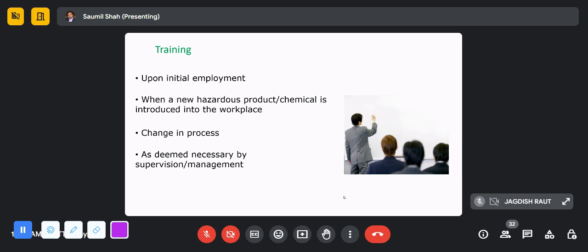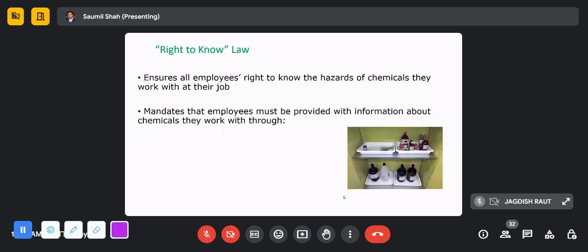In case of change in process, what does it mean? When you are changing any chemical for better production, better efficiency, or a better environment, and a new chemical is being introduced in the change of process, the training is required. Training is also required as deemed necessary by the supervision or management. Whenever it is required by the top management or the external auditors, then also this HAZCOM training, or hazard communication, is required. Right to know law.